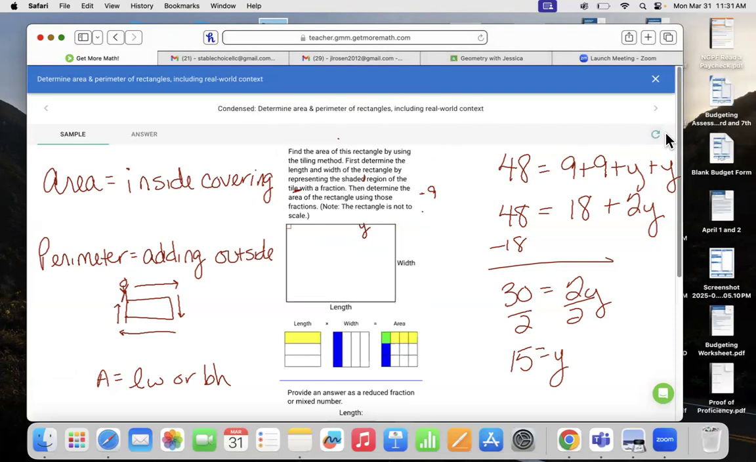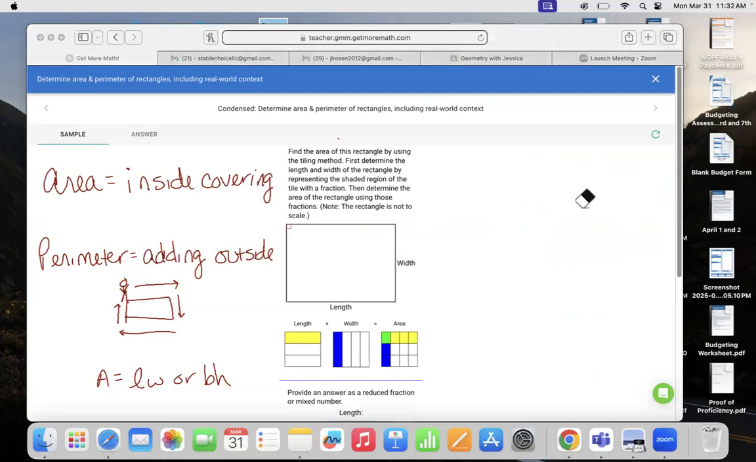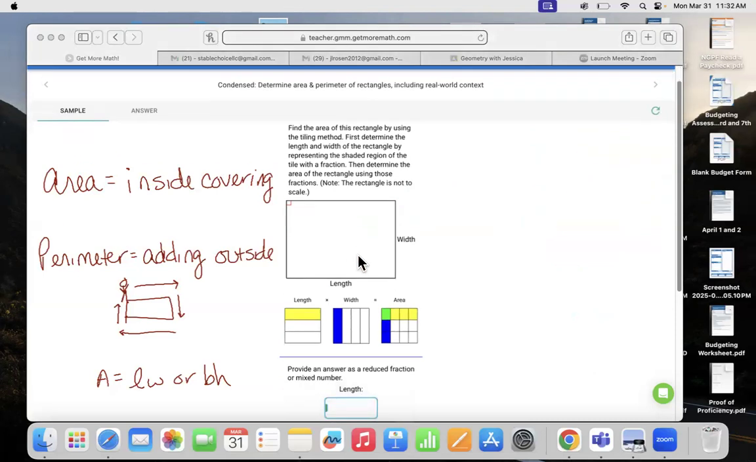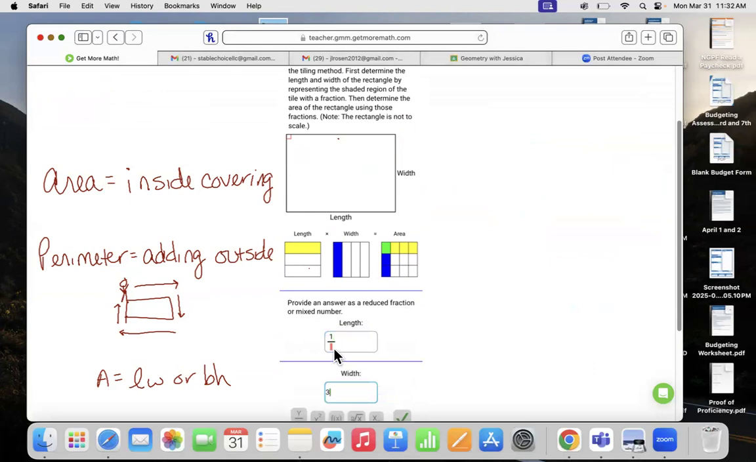There we are. Okay. This one here is a little bit of a weird way to see it if you've never seen it with the tiles before. So let's look at this example. Let me scroll up here. So it's wanting us to provide the answer of a reduced fraction or a mixed number. So if I look at this, my length here is 1 out of 3, right? Because one piece is shaded out of 3. So this answer right here is simply just going to be 1/3. Okay. The width is 1 out of 4 because it's one shaded out of 4 pieces.